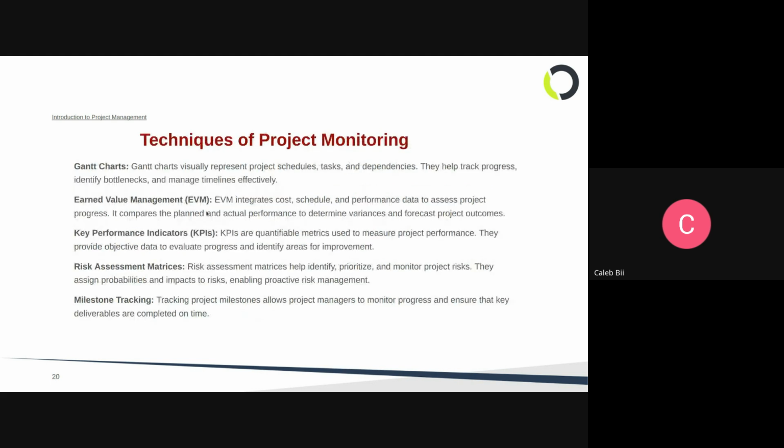Then we are now going to go to the techniques of project monitoring. So here we have various techniques that can be used to ensure that the project monitoring phase is well executed or well implemented. Some of these techniques are the ones that I've actually listed on the slide below.